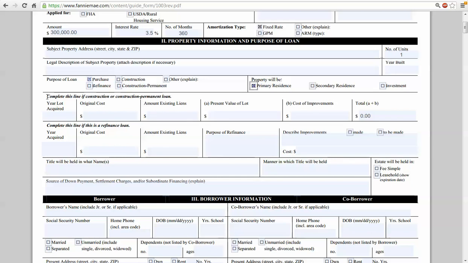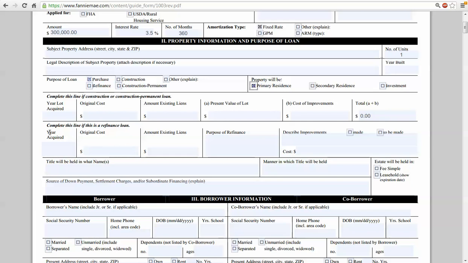This section here is if it's going to be a construction loan. If it is a construction loan, you'll want to fill this information out here. Again, the amount of the current total of liens that exist against the property, the original cost of the property, the current value of the lot. And again, if you're not sure, you can use estimates, and your loan originator can help walk you through to get a more accurate value.